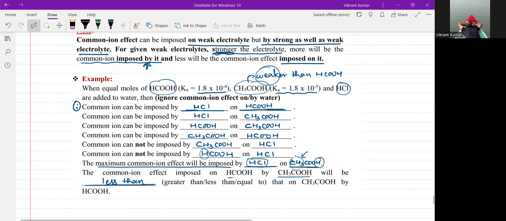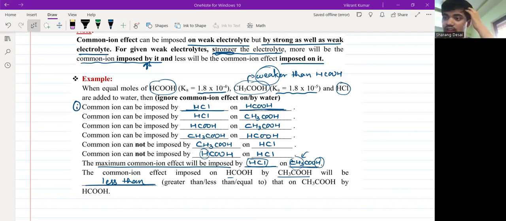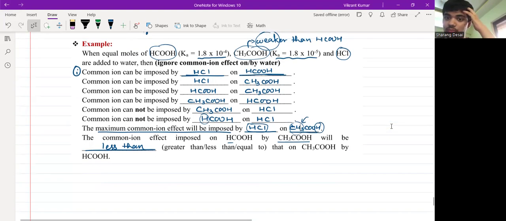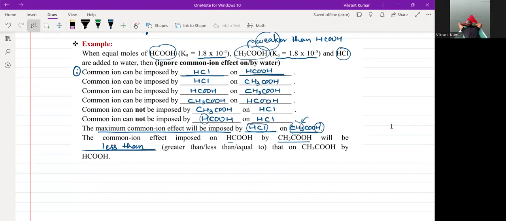हाँ जी बोलो. Sir, HCOH is a stronger electrolyte than CH3COH. So won't the common effect be greater than that one on CH3COH by? Oh, okay. Yes, I understood. ध्यान से लैंग्वेज देखो है ना. Sir, I read the question wrong.